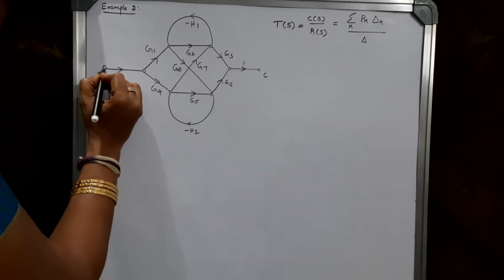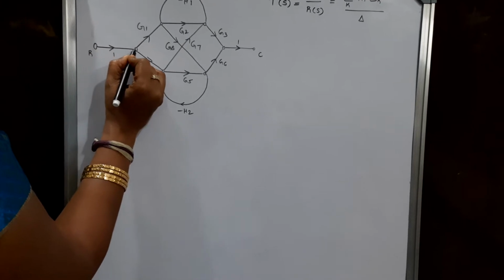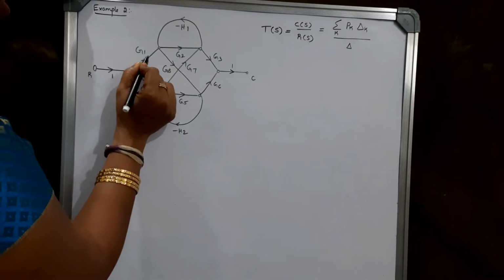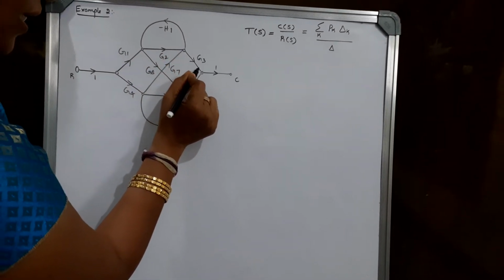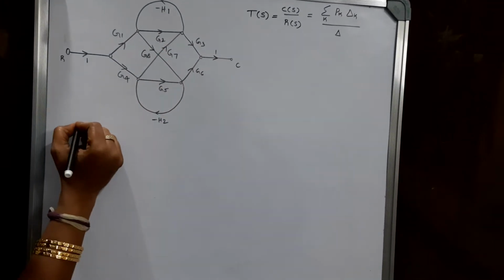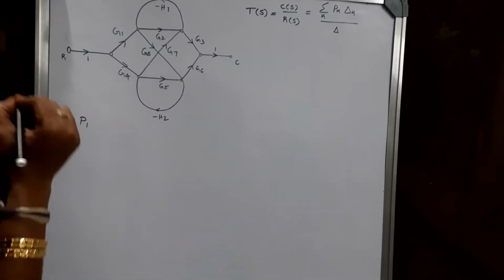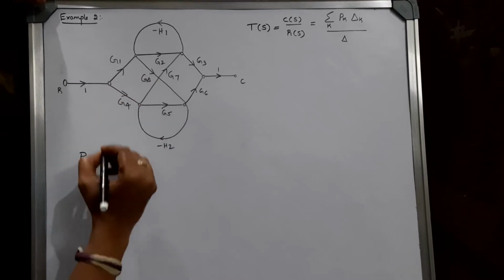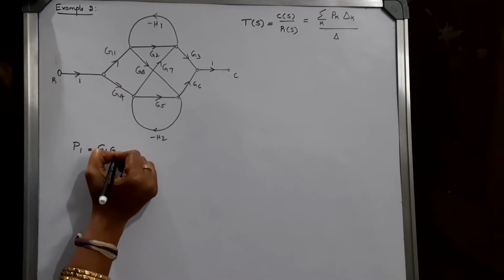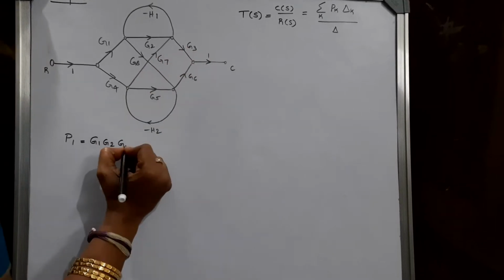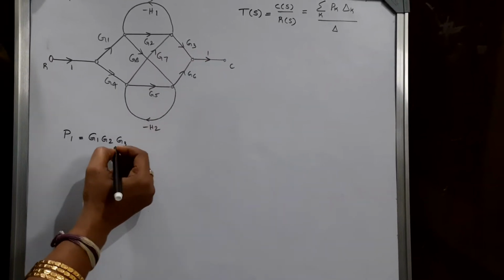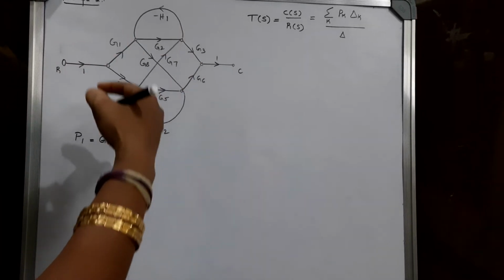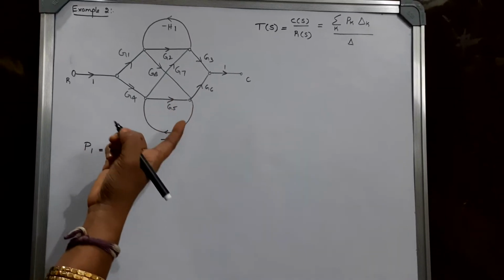So carefully you just see here, this is the one, it starts here. The gain of this being 1, then G1, G2, G3. So I can designate this by P1, the first forward path, with forward path gain being G1, G2, G3. This is multiplied by 1, and anything multiplied by 1 will be the same. So the first forward path is G1, G2, G3. Let's find out whether still more forward paths are available in this problem or not.